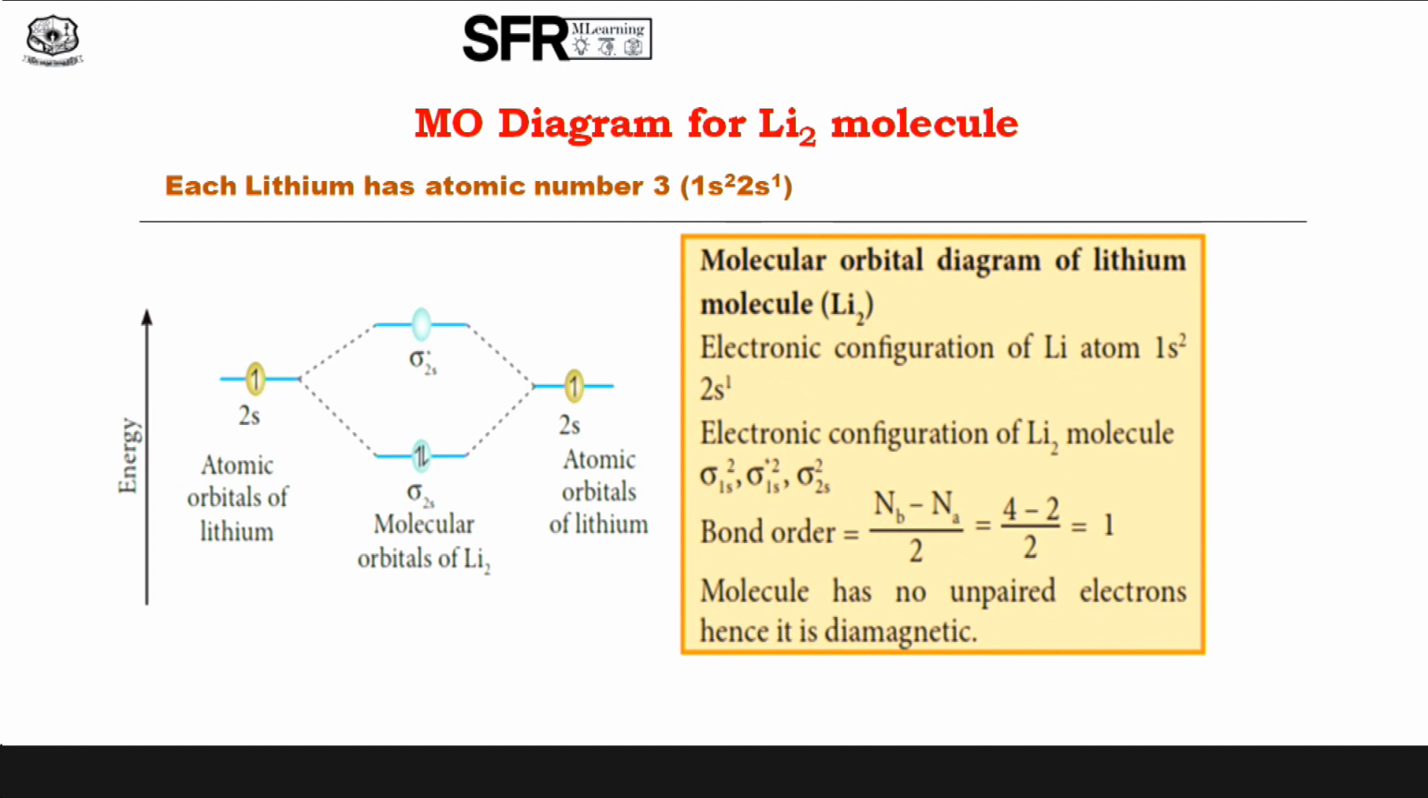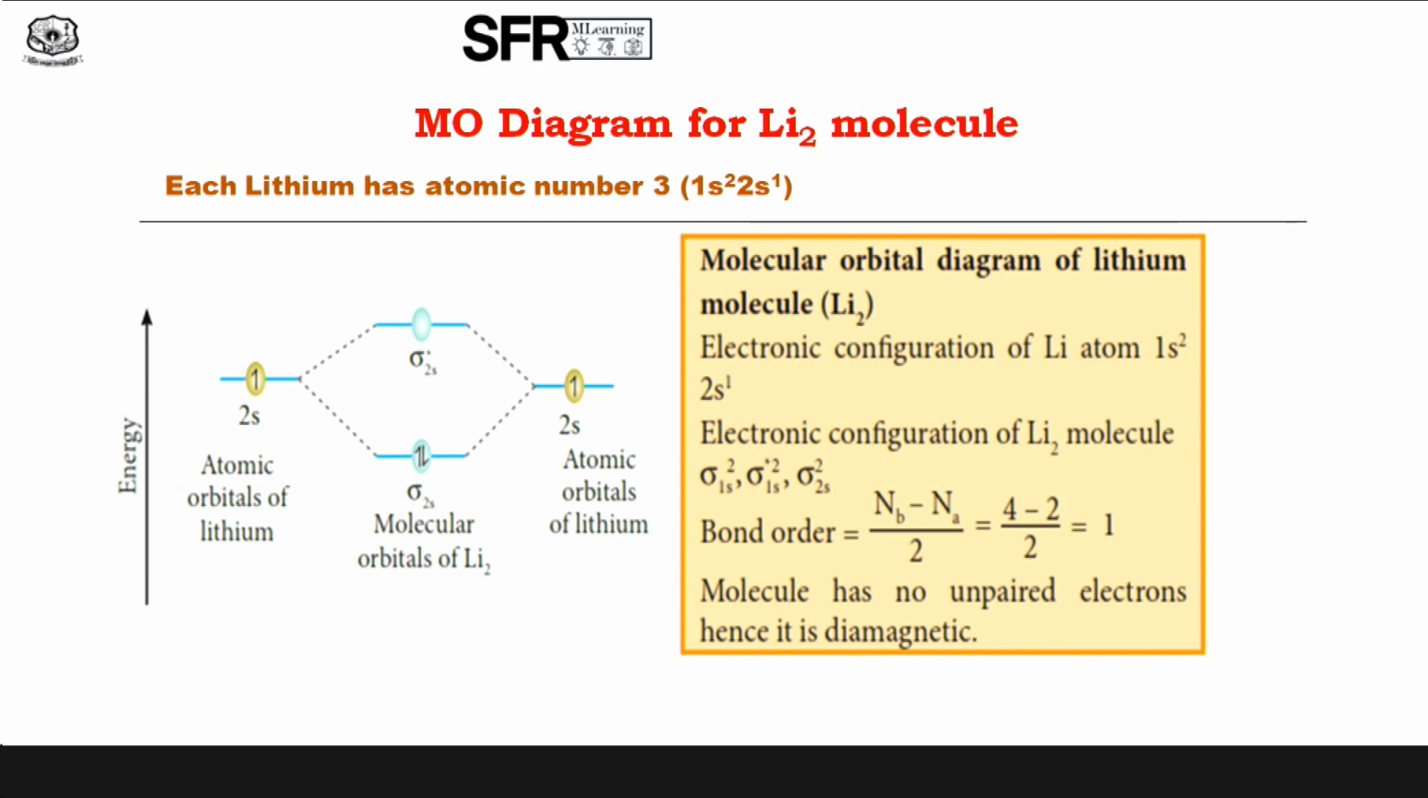So in the 2s1 orbital, one lithium atom is present on the left side, and another 2s1 orbital is present on the right side. These have 2 unpaired electrons, present separately. When these 2 unpaired electrons, that is, the 2 2s atomic orbitals, combine, they form 2 molecular orbitals.